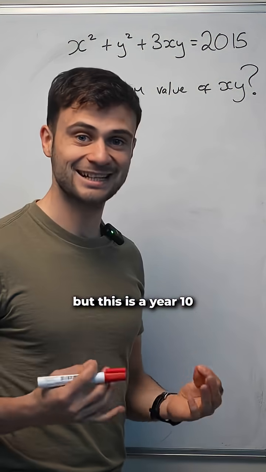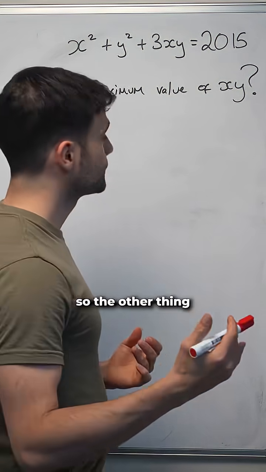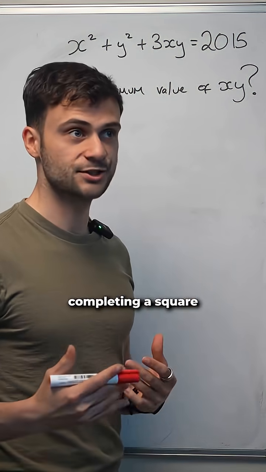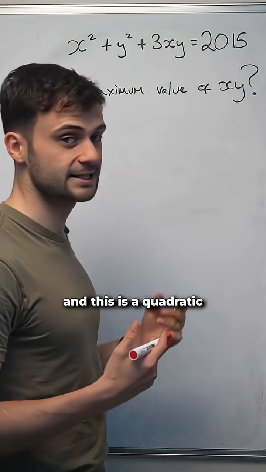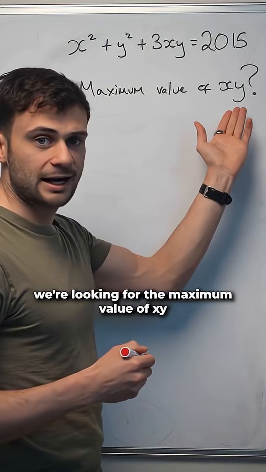But this is a year 10 Olympiad question, and you're not expected to know differentiation yet. So the other thing that is connected to this is when we're doing quadratics, completing the square tells us our maximum and minimum points. And this is a quadratic, so it might be related to that. But also, we're looking for the maximum value of xy.